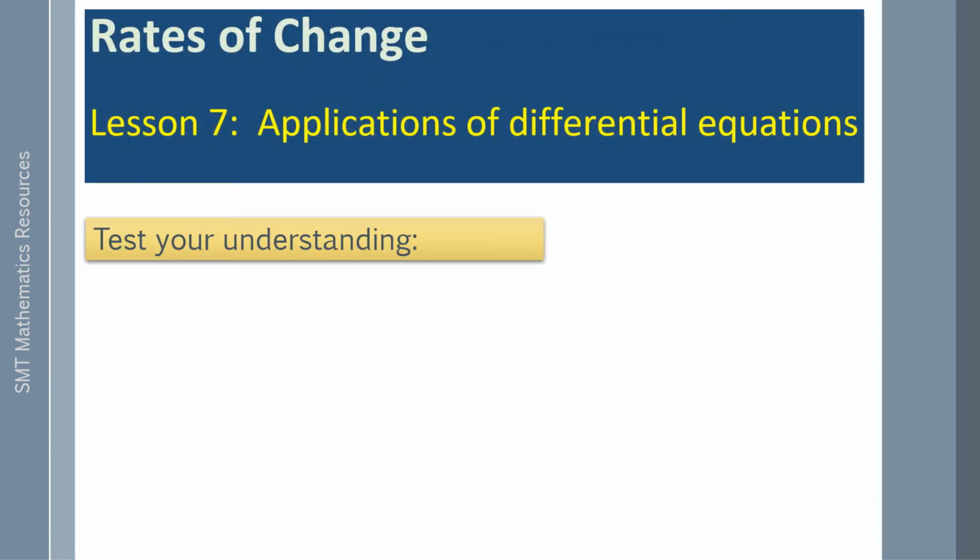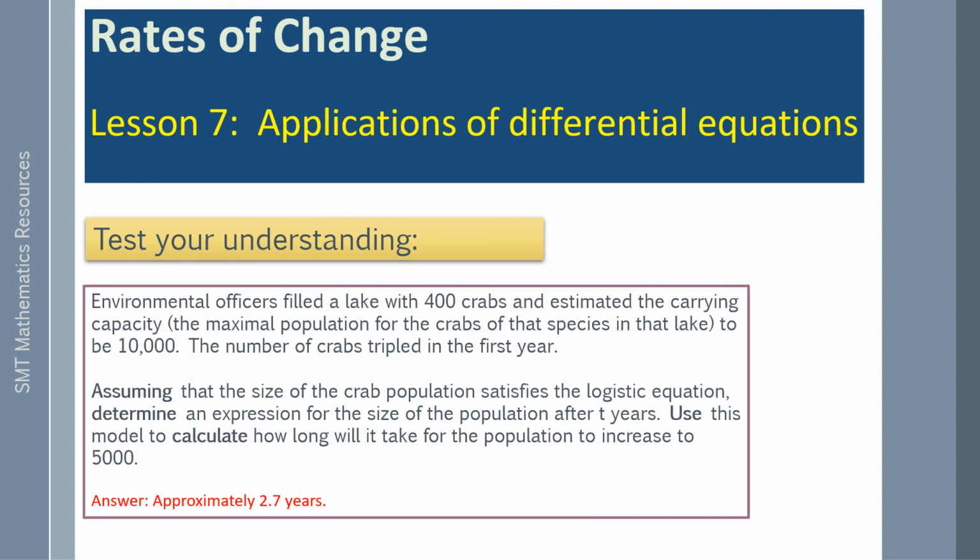That concludes lesson 7. To test your understanding, complete the following question. Environmental officers filled a lake with 400 crabs and estimated the carrying capacity, the maximal population for the crabs of that species in that lake, to be 10,000. The number of crabs tripled in the first year. Assuming that the size of the crab population satisfies the logistic equation, determine an expression for the size of the population after 2 years. Use this model to calculate how long it will take the population to increase to 5,000.